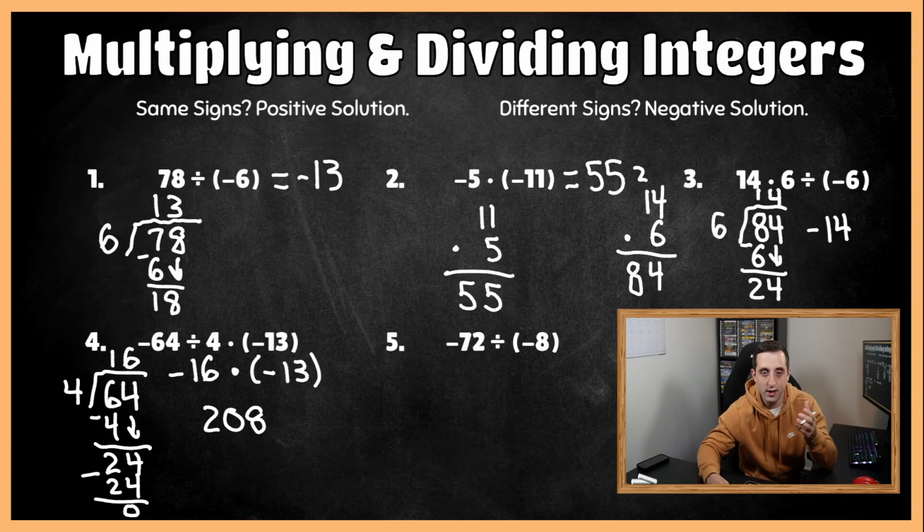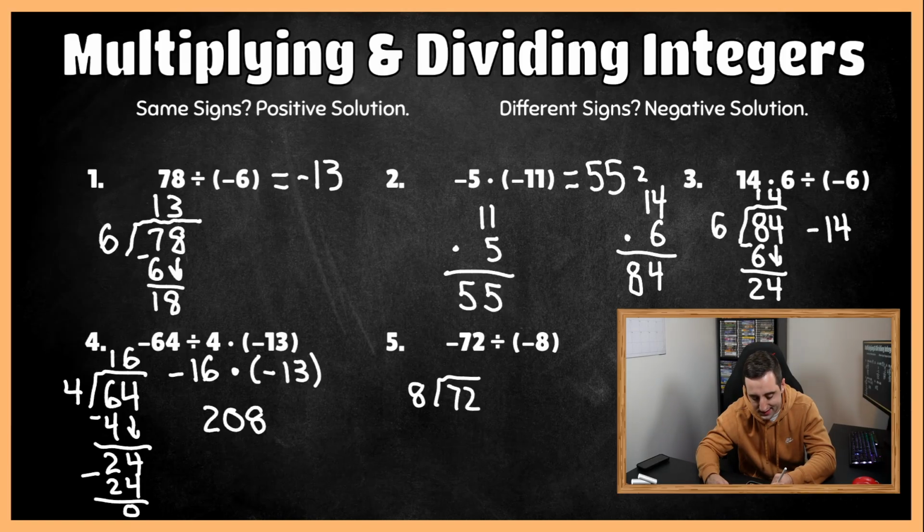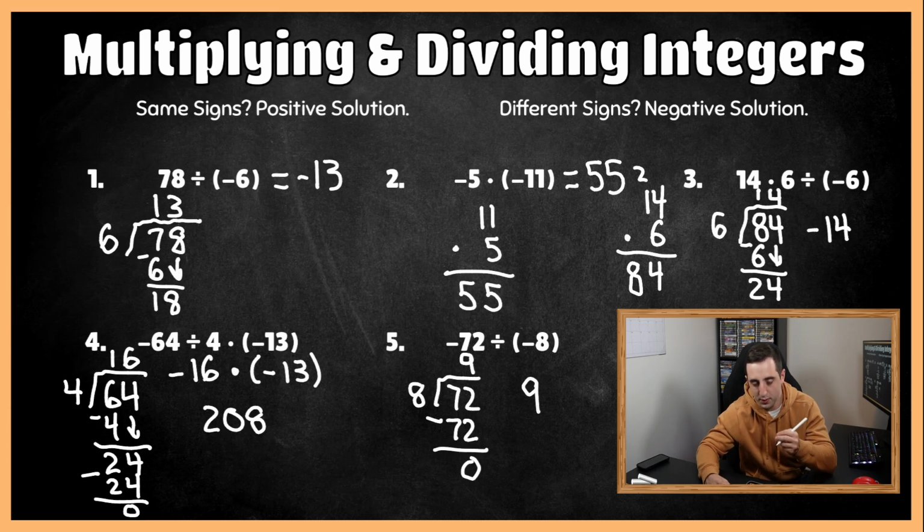And now let's go ahead and take a look at number 5. We have same signs, meaning when we divide these, we're going to get a positive final answer. So 72 divided by 8. 8 does not fit into 7 at all, but 8 fits into 72 perfectly 9 times. 8 times 9 is 72, and we end up with a remainder of 0, and our answer has to be positive because it was same signs, positive final answer.